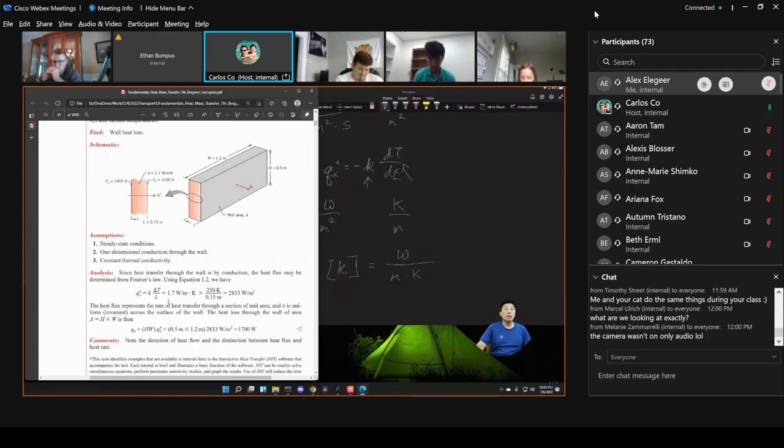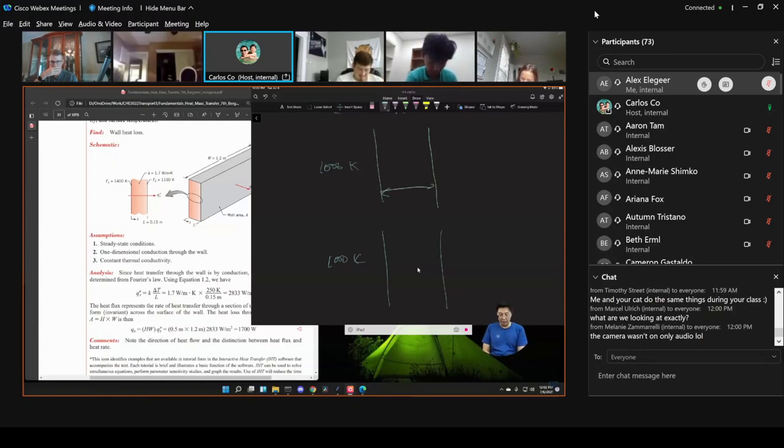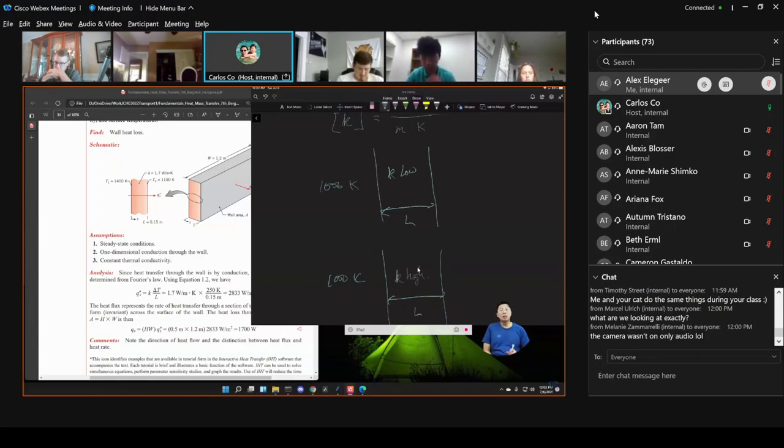Now let me ask you guys a common sense question. Let's say on this side you have 1,000 kelvins. It's hot, and you have a wall. In both cases the thickness of the material is the same, L. Someone tells you that on this side you have a low thermal conductivity, and on this side you have a high thermal conductivity. Which one would you touch?